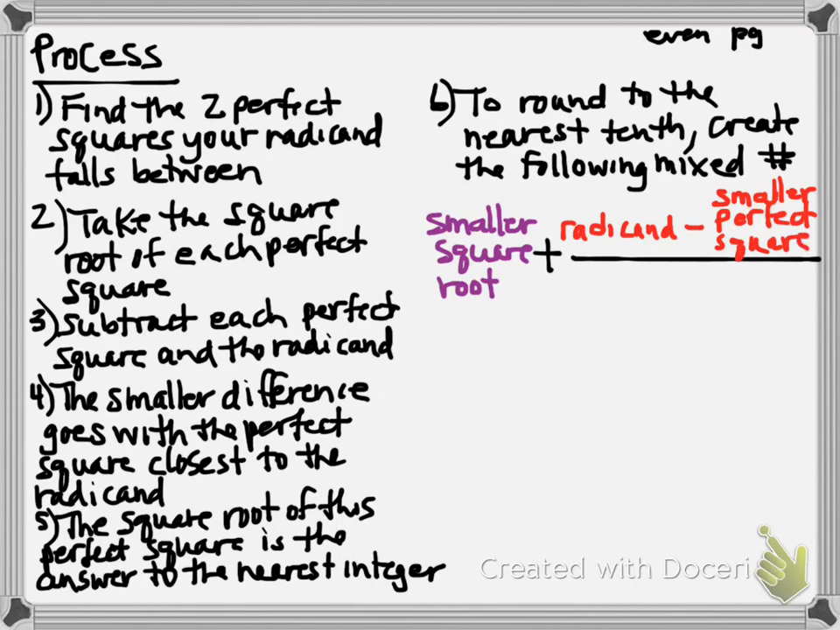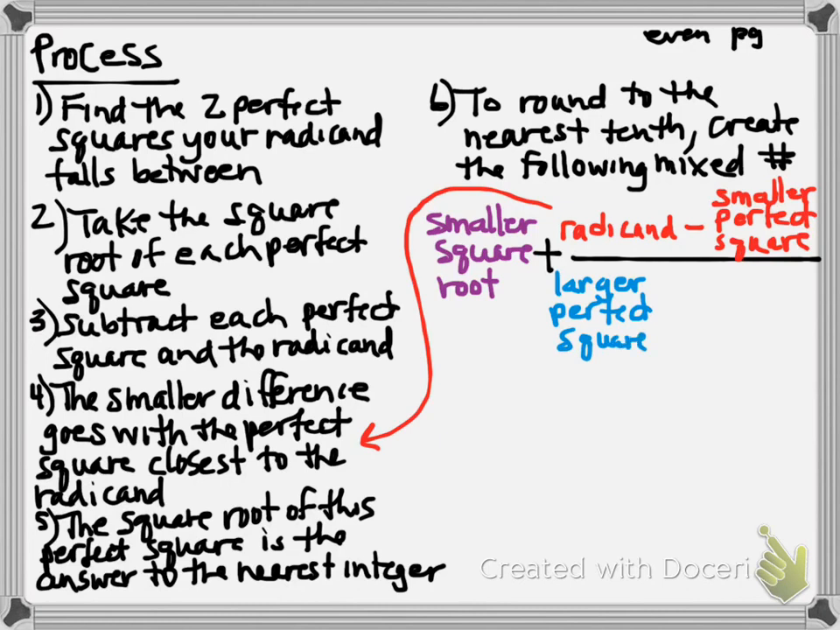By the way, it's the same as this. You've already done that work. You already did that in step 4. So you already know what that difference is. The denominator is going to be the larger perfect square minus the smaller perfect square.